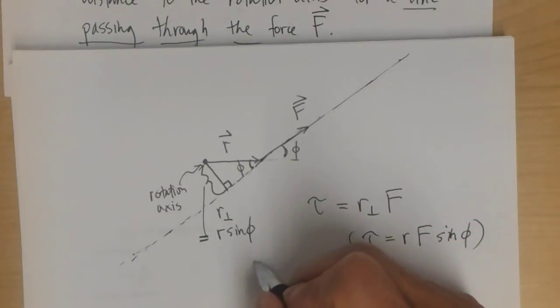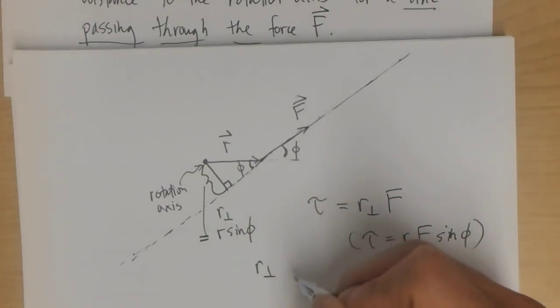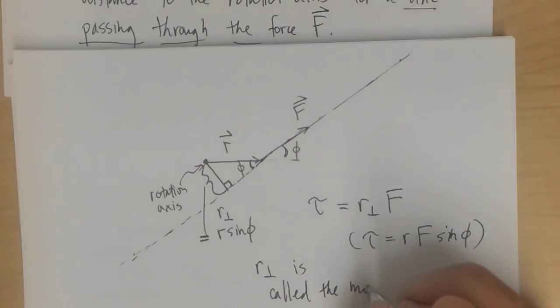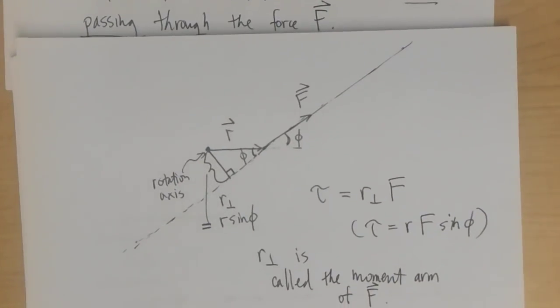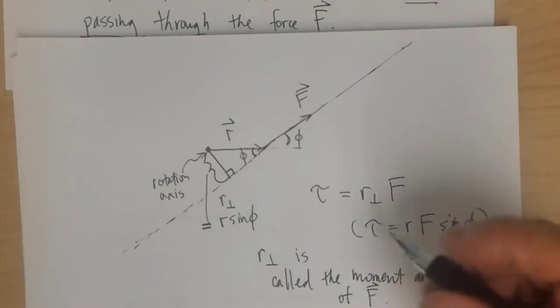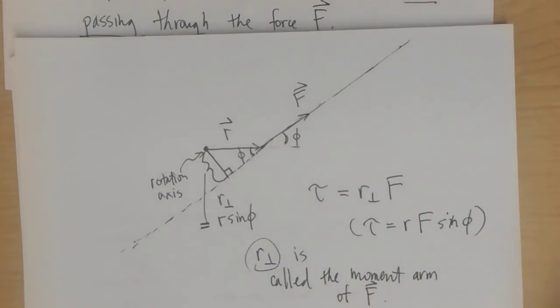There's also another name for r perpendicular. It is also called the moment arm of F. But I just call it r perpendicular. Nothing fancy.